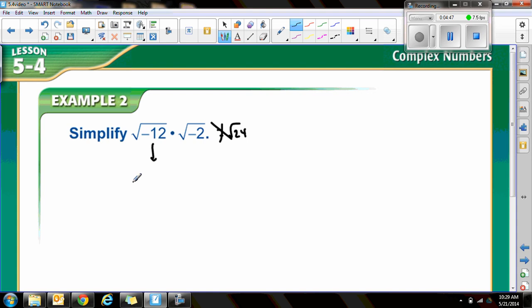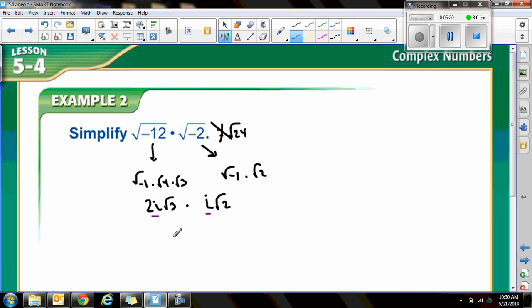So square root of negative 12, we're going to go square root of negative 1 times square root of 4 times square root of 3. Which means this is 2i square root of 3 times... Over here, that's going to be square root of negative 1 times square root of 2, which means this is i times root 2. Now, when I multiply these together, the things that are on the outside are going to get multiplied together, and the things that are on the inside are going to get multiplied together.